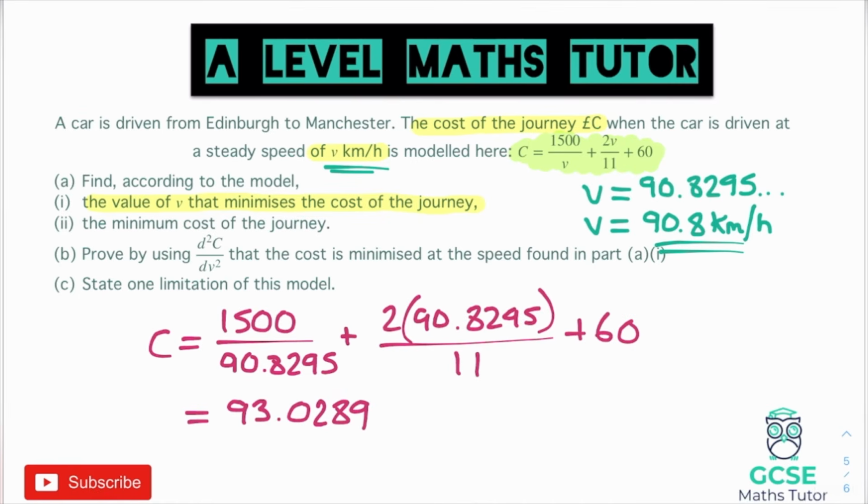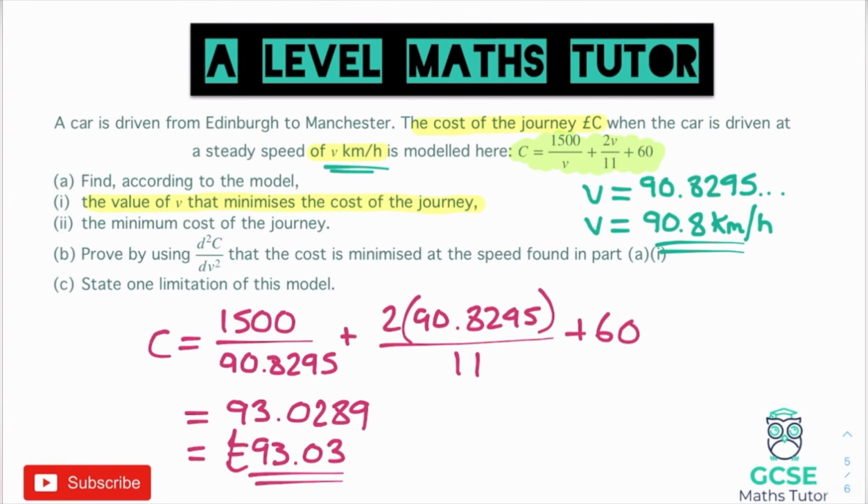93.0289 as our cost. So if we round that to the nearest penny, as the cost is in pounds, that would come out as £93 and 3 pence. And that would be our answer there for the minimum cost of the journey.